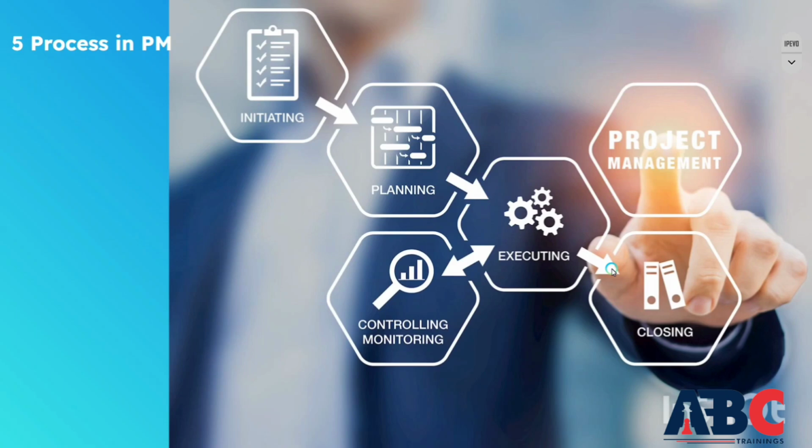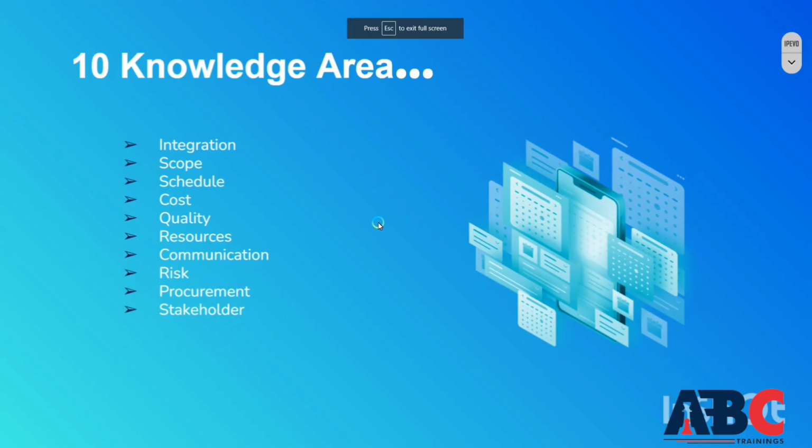After this come your 10 knowledge areas. So what are these 10 knowledge areas? First is integration management, second is scope, then scheduling, then cost, then quality, then resources, after that comes your communication, after that your risk management, after that your procurement management, and last comes your stakeholder management.